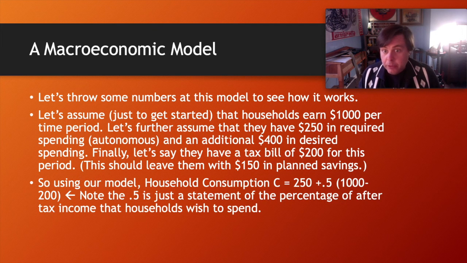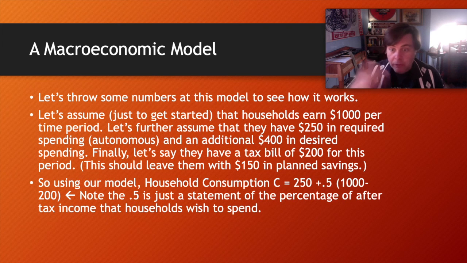Say they have a tax bill of $200. And of course, if we add those three up, that means they have $150 in savings. They're saving 15%. They're spending 65%. And they're paying taxes at 20%. Okay, 65 plus 20 plus 15, 100%. So using our little model then, plugging in those numbers, C, or total consumption spending by households, is going to equal 250 plus 0.5 times 1,000 minus 200.